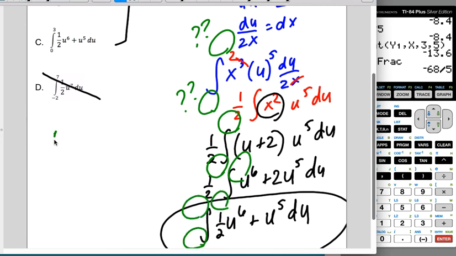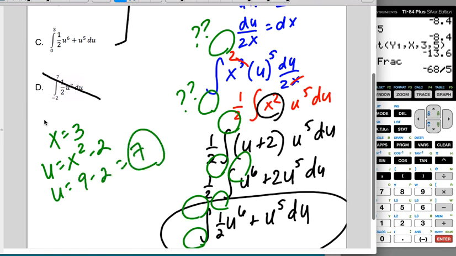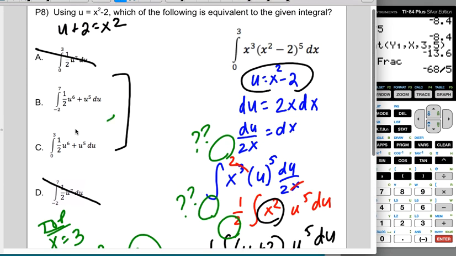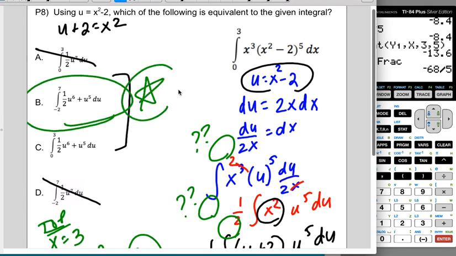So I know that the top bound used to be x equals 3, and that u is x squared minus 2. So u should be 9 minus 2, or 7. Well, once I know that the top bound is 7, I'm pretty much done. Once I know that the top bound is 7, I can say, hey, that's my answer. It's B. Congratulations. All right, that is u-sub. I know it was a long video, but it's an important one.